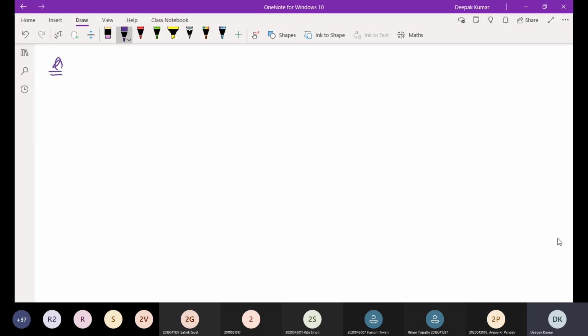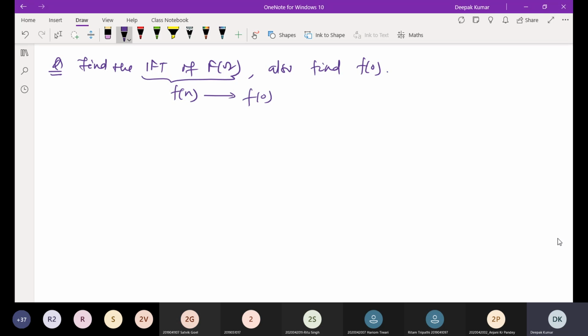Another question, see, find the inverse discrete time Fourier transform of F of omega. Also find f of 0. Means you have to first find f of n, after that f of 0. These two are needed, and F of omega is given.